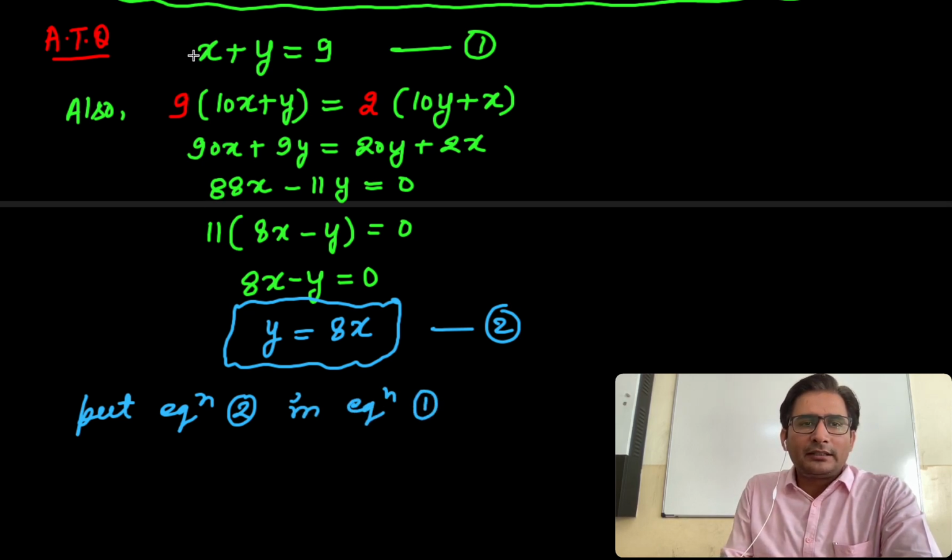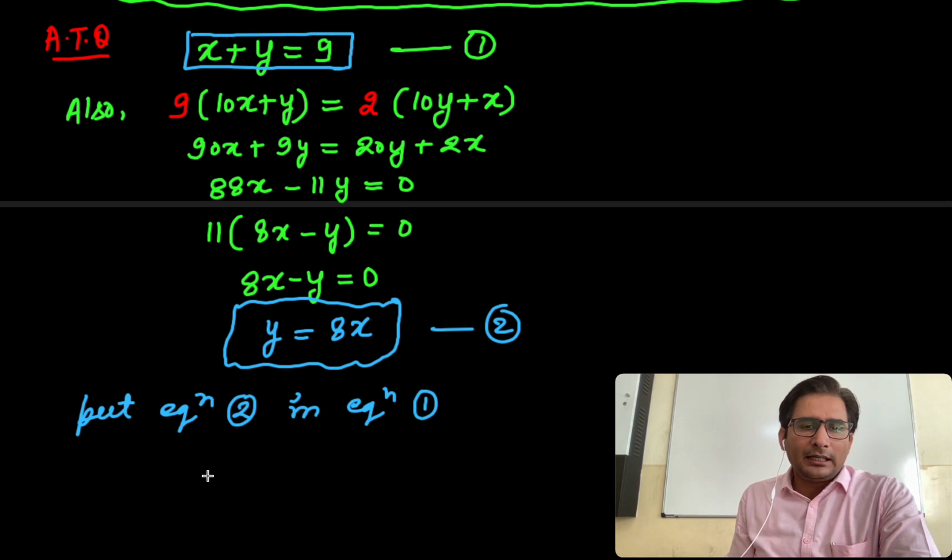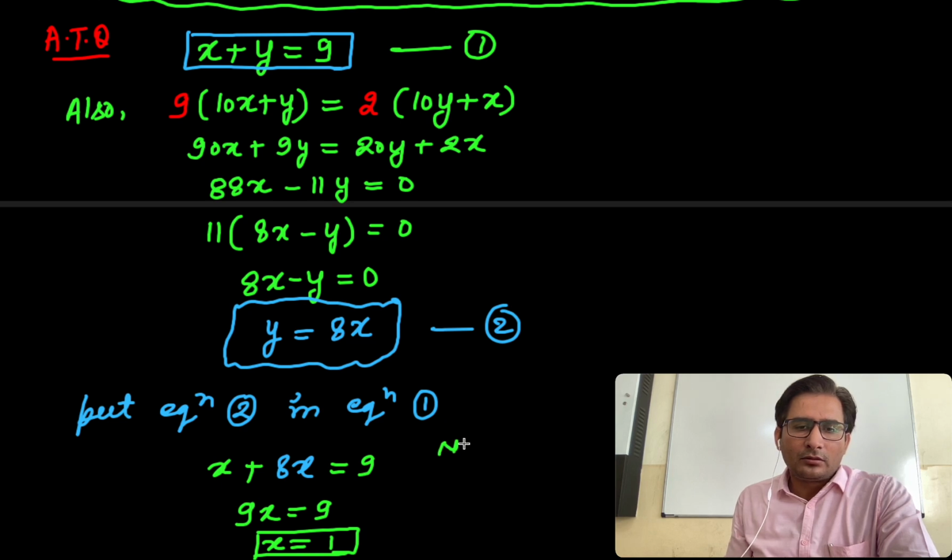So what have we obtained? This is equation 1, so we have obtained x plus 8x equal to 9. So 9x is equal to 9. So x is equal to 1. Now what is the value of y? From equation 2, y is equal to 8 into 1, y is equal to 8.